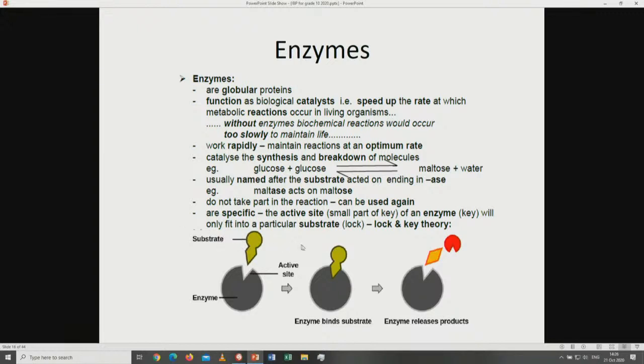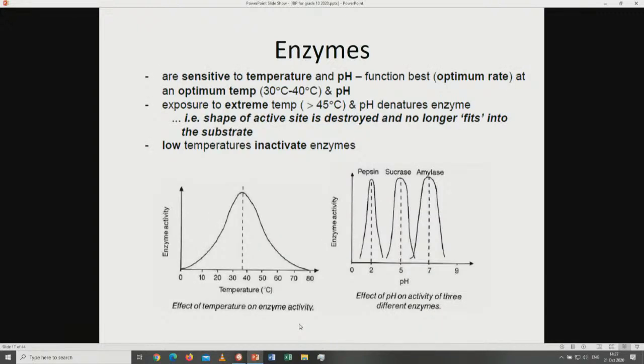Some enzymes act as catabolic agents, where they separate molecules, while other enzymes act as anabolic agents, where they build molecules. Now, enzymes work at optimum levels. They work at levels at which they act best. As I've mentioned, enzymes are sensitive to temperature and pH. They function best at an optimum rate.